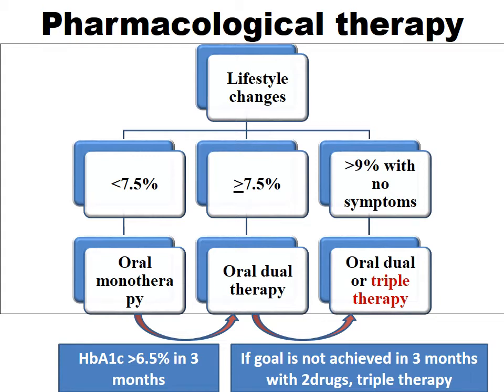Usually, if monotherapy is not effective, you add another drug, and if it's not effective, we add a third drug. The goal is reduction of HbA1c to less than 6.5% in 3 months. If the goal is not achieved in 3 months with 2 drugs, increase the number of drugs used for treatment of diabetes.